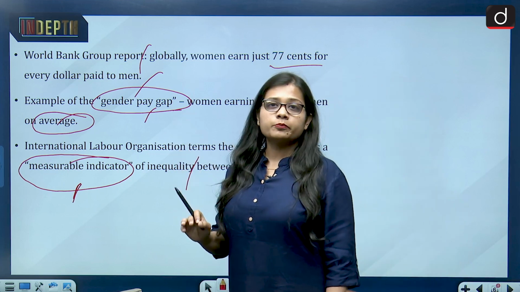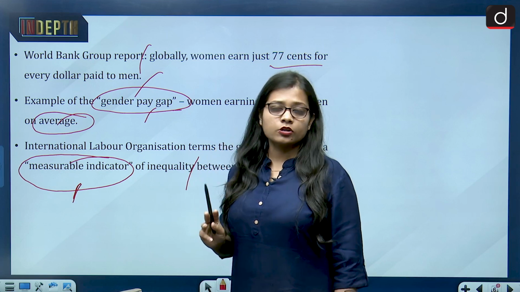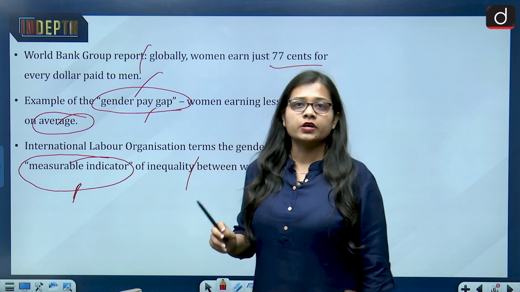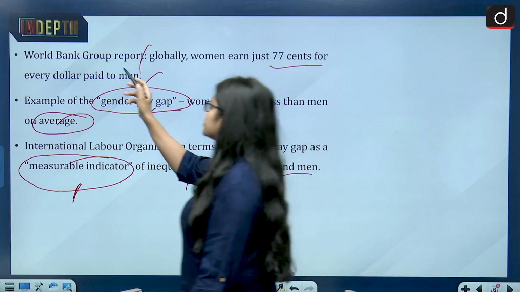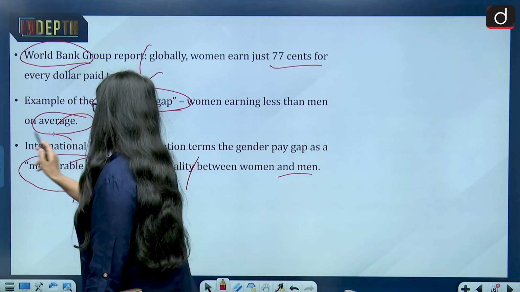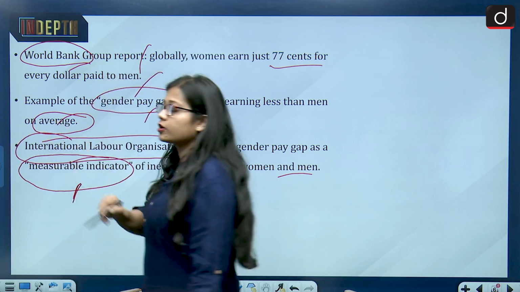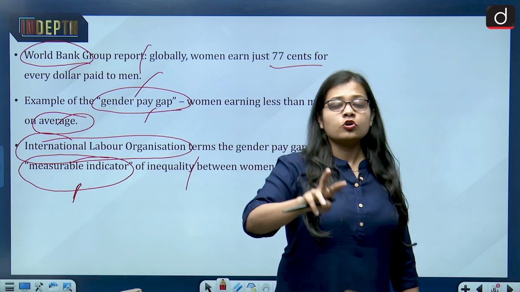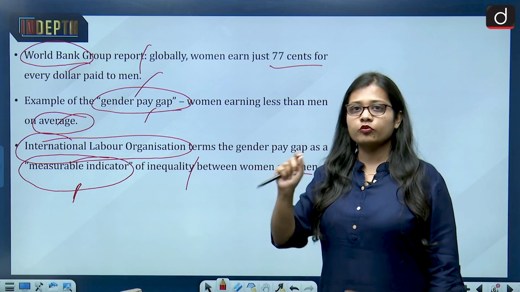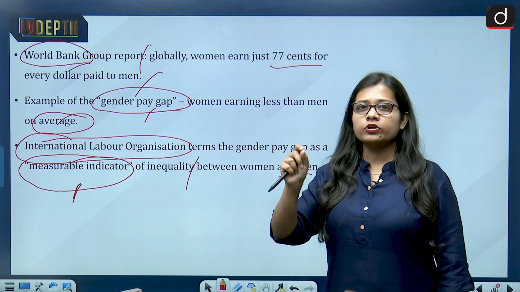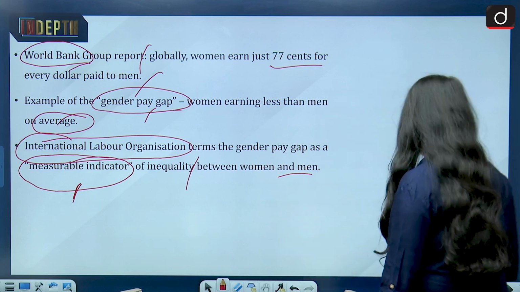This topic becomes important because there are two international organizations involved in it and talking about this gender pay gap. First is the World Bank and second is the International Labour Organization, and both of these organizations are considered to be authentic and credible, so whatever data they give, you can quote it in your mains answer writing.